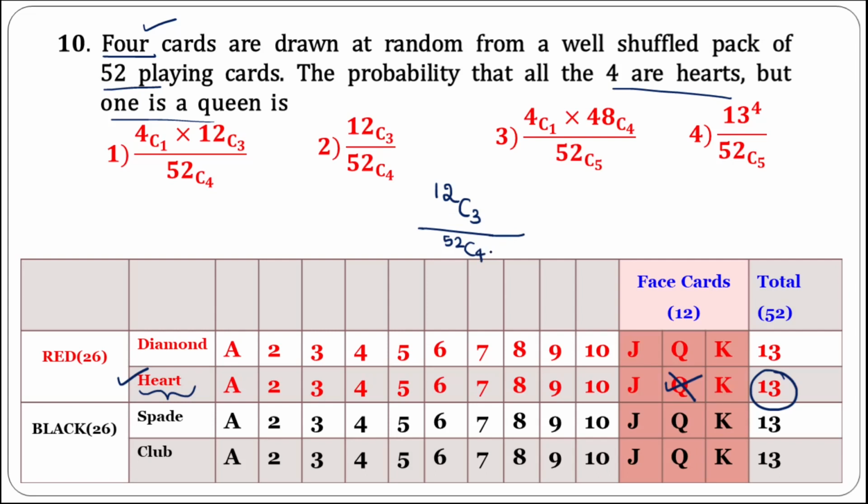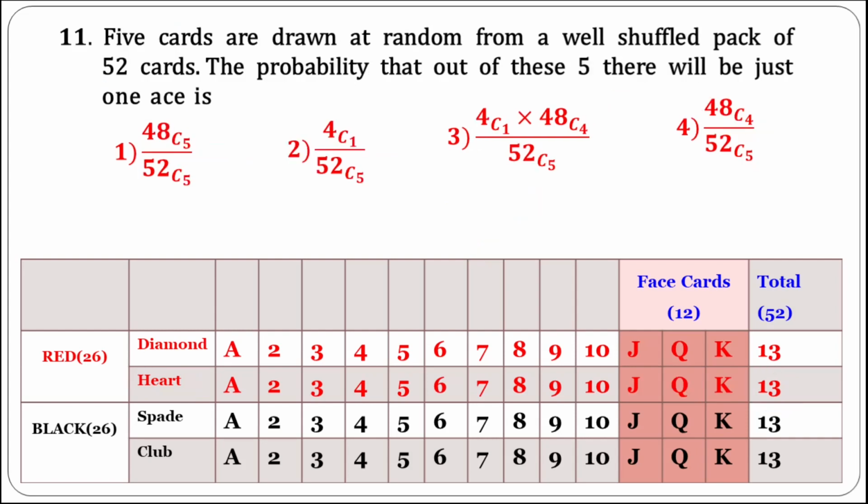In reality, we are actually selecting 4 cards. Or you can write like this, into 1C1, because there is only 1 queen of heart and I am selecting that 1 queen also. But this 1C1 is 1, so no need to write this. So what's the option? 12C3 by 52C4, option 2.